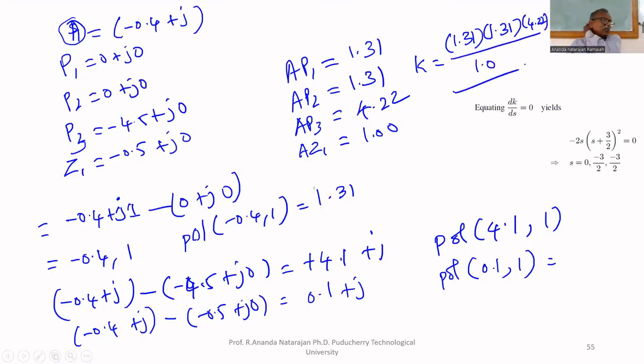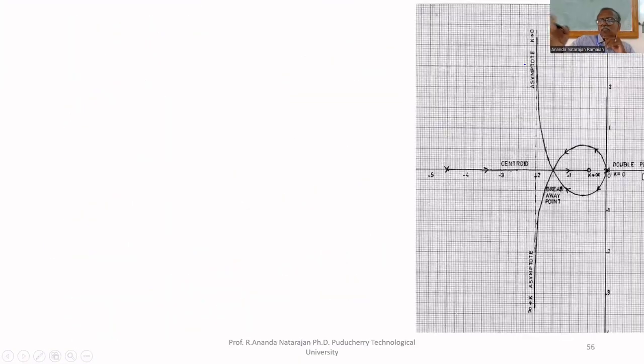That's all. So if you know the coordinates, you can find K directly. No need to measure using a scale. You will get accurate values if you know the coordinates. So for all sums, it is better to find it this way. You just have to use your calculator, calling the polar function. So this is the root locus, because it has a breakaway point at this point.